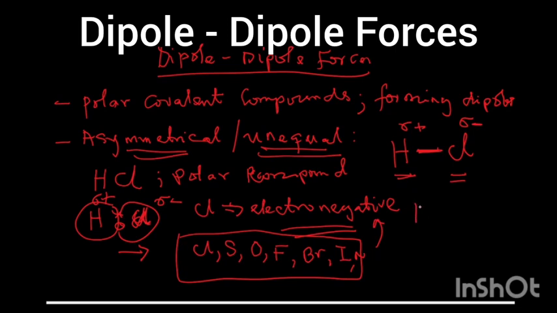For example, H2S is polar covalent. Because of what? This sulfur is electronegative. You get the point? H2O is what? Polar covalent. Because of this oxygen, which is electronegative. HBr is polar covalent. Are you listening, please? Yes, sir. Do we understand?